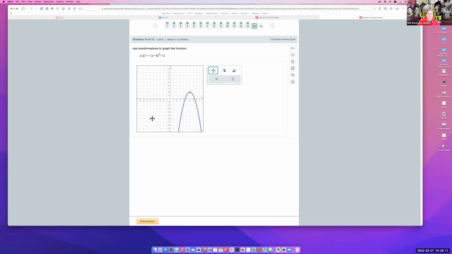And I just grab the graph, and it's not too hard to move it. What you have to be careful of is that it stays where you put it. And let's check. Yay. One more.